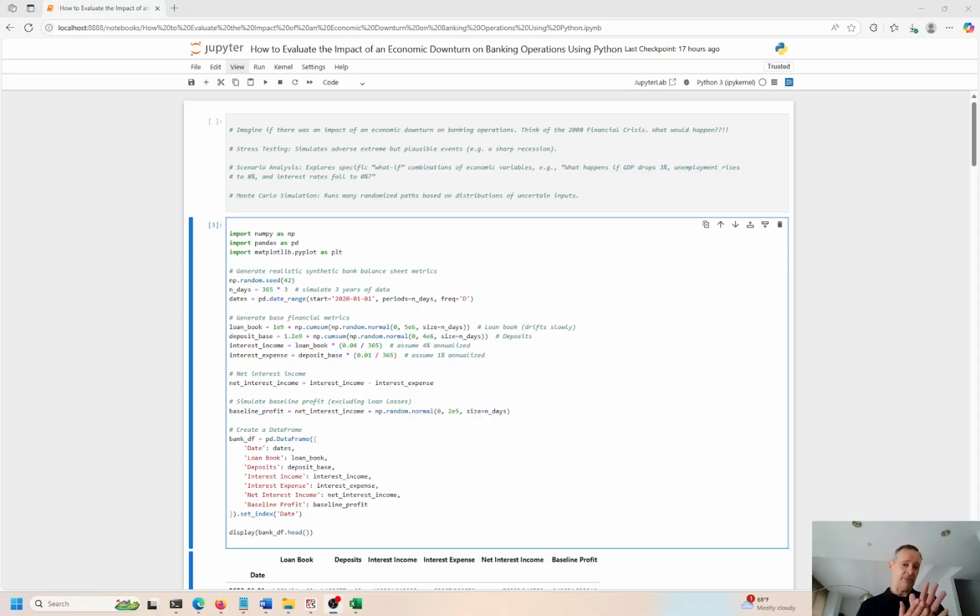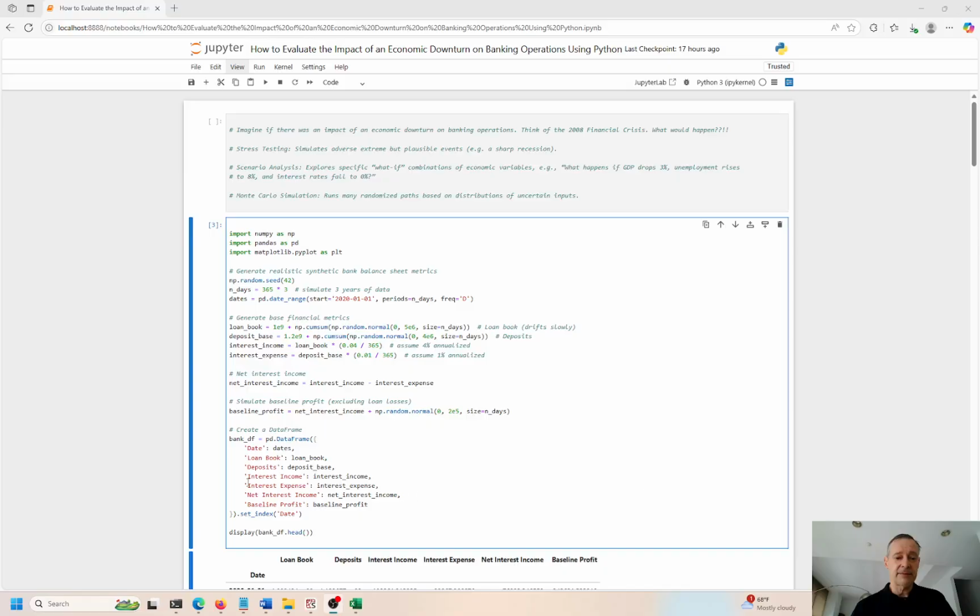I picked this topic because I work for several banks, and I'm pretty intimate and familiar with that, right? So I know this scenario. Imagine if there was some kind of downturn, again 2008, 2001, more recently 2020, COVID, right? And this thing hits you out of left field, and you don't know what's going on. And there's a sharp recession. How is this going to impact banking operations? So we're going to look at a couple different things: scenario analysis and Monte Carlo simulation, things like that.